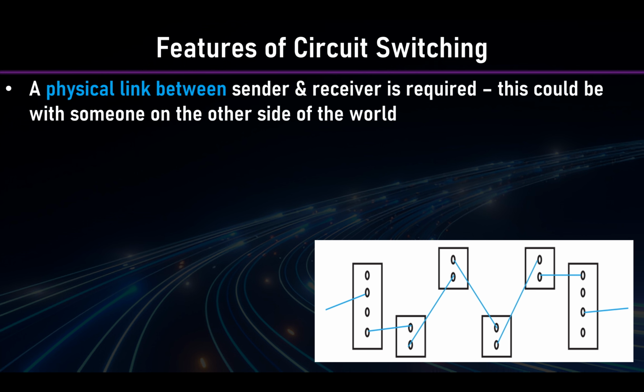Then if we look at circuit switching, there's a physical link between the sender and receiver as required. This could be with someone on the other side of the world, so there could literally be a cable 10,000 kilometers long connecting your device to their device.